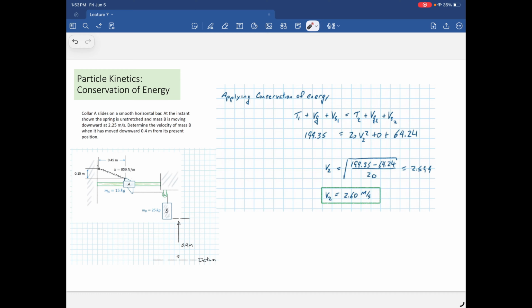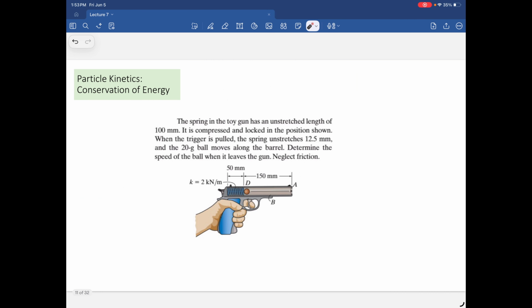All right, so that's the basic premise for how we're going to go about applying these problems. Let's look at one. Okay, in this second example problem, we have a toy gun that has a spring attached to it and a ball up against the spring.